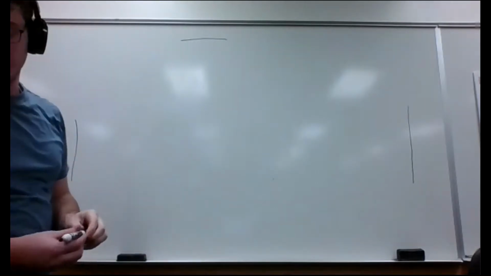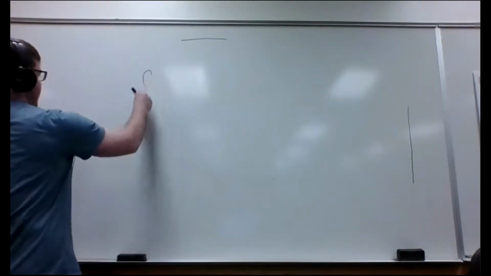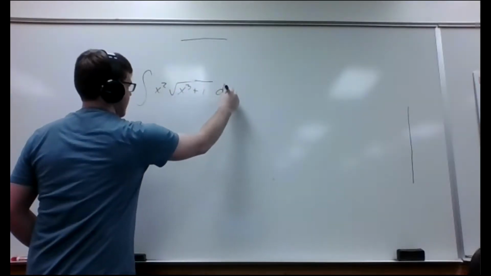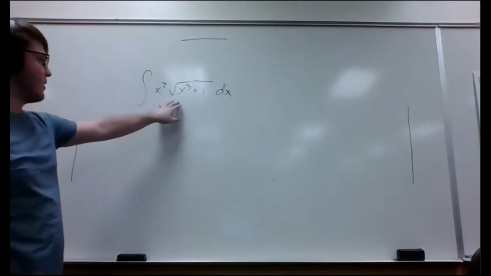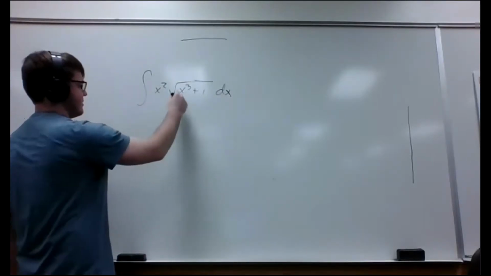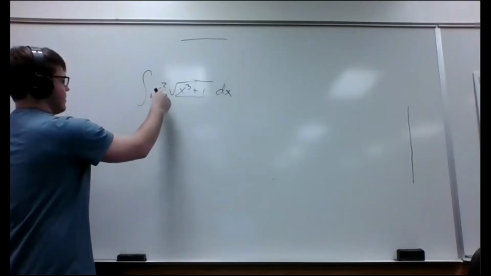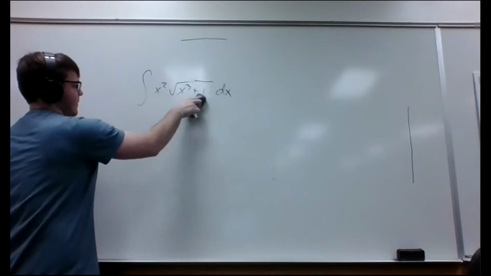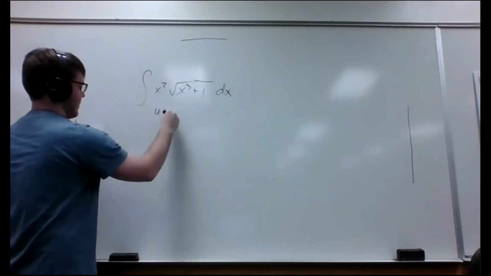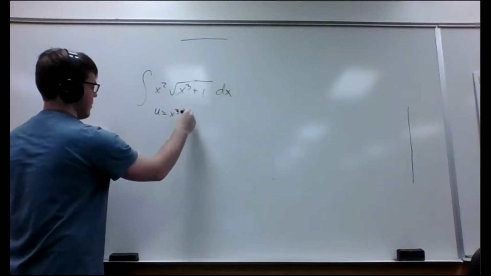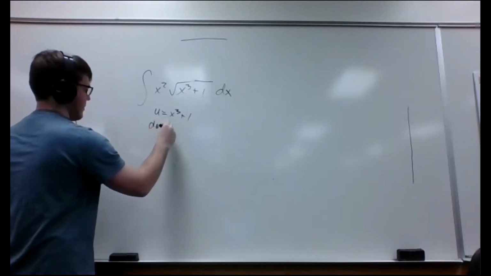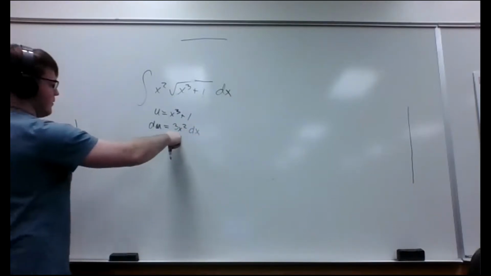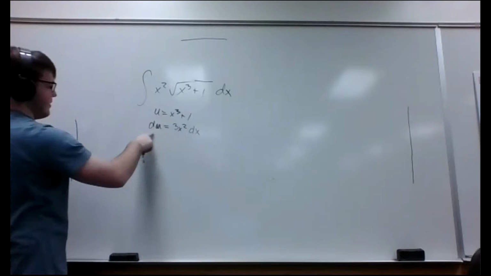So I guess we'll just start with a simple U substitution problem. A good way to recognize U substitution is this difference in powers. And so we could just say that u is equal to x cubed plus 1, so du is going to be 3x squared dx. And we can basically replace this dx with du.